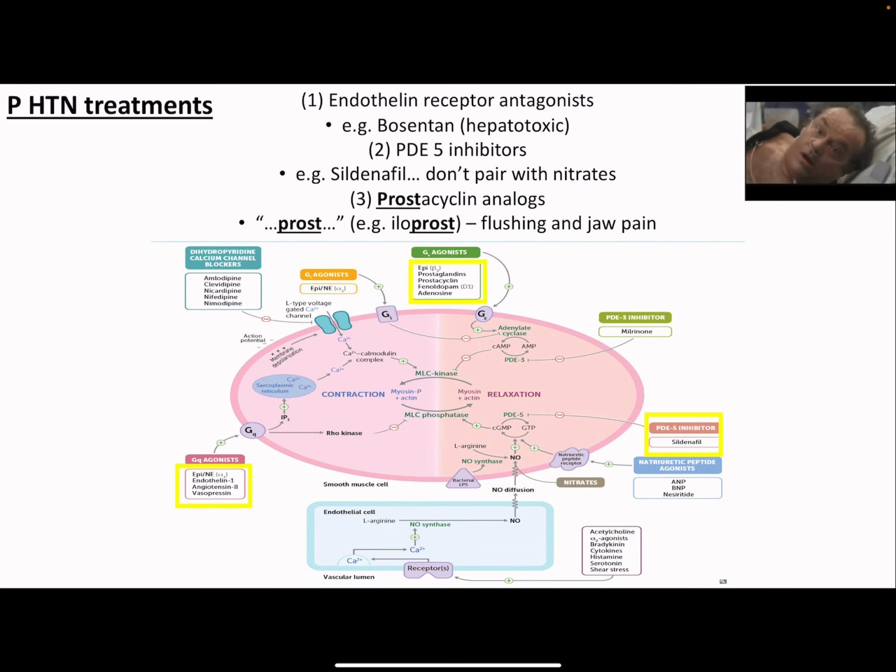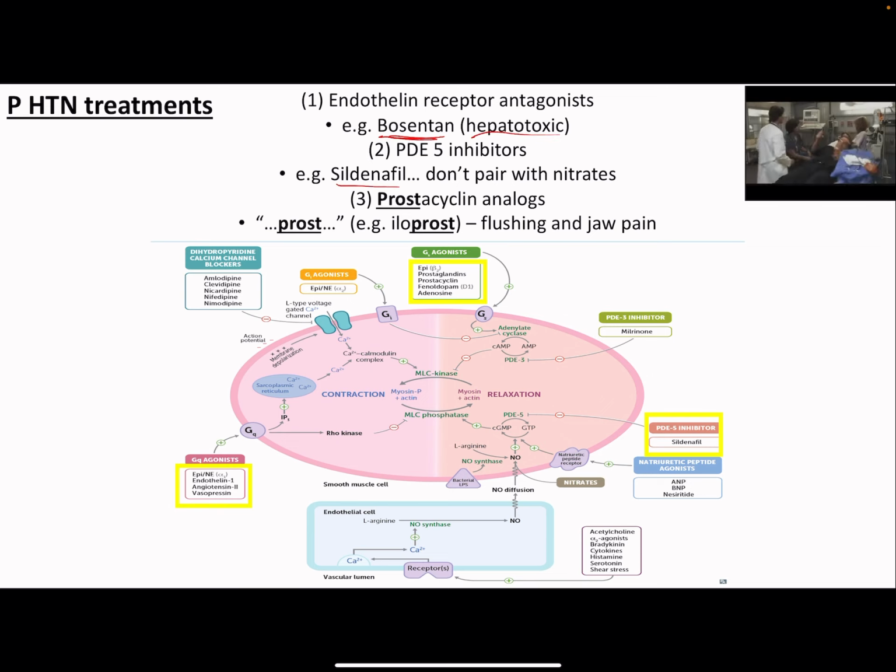All right, pulmonary hypertension treatments. Endothelin is going to be the main signaling molecule that induces hypertension in the pulmonary system. So a receptor antagonist would be really helpful here. Bosentan is the main one. This is hepatotoxic as a side effect.